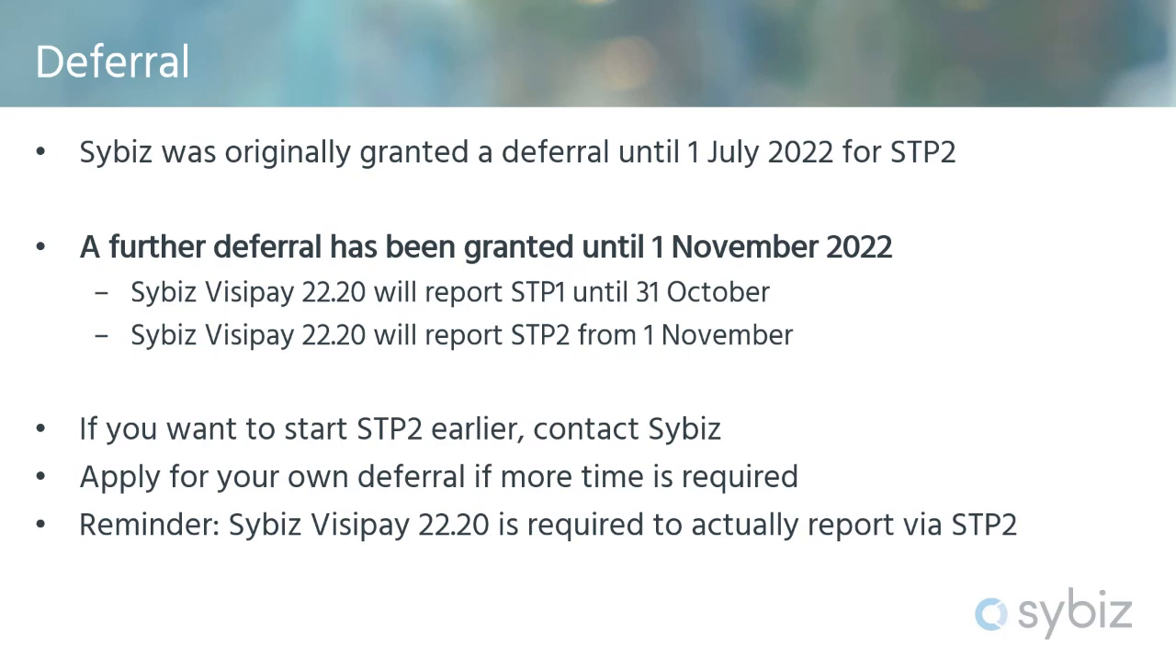So you will need to get in contact with us as well, because as I said, the software is following the path of least resistance for the masses, and that is to automatically cut across to STP2 from the 1st of November. And just a reminder as well, we'll mention this a few times, that Sybiz Visipay 2220 is the minimum required version to actually start reporting via STP2.